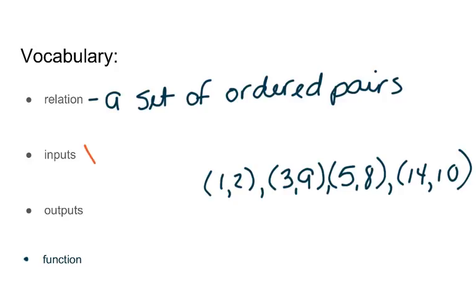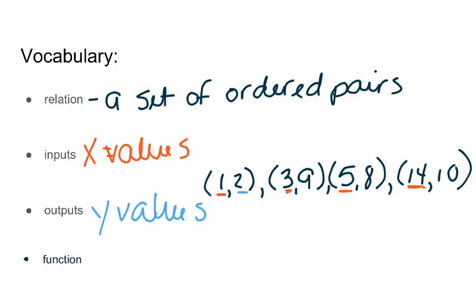Inputs are the X values in an ordered pair. So the 1 is an input, the 3, the 5, and the 14. When you look at a table or a graph or any kind of information that we're going to talk about for functions, I always want you to see the data as an ordered pair. The inputs are the X values that you put into an equation to find the output. The outputs are the Y values. So 2, 9, 8, and 10 are outputs.